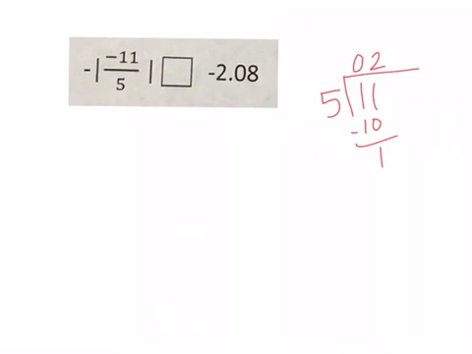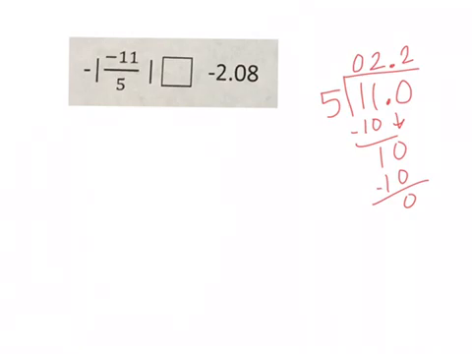Leaves me 1 left over. I'm not going to use a remainder. I want a decimal, so I'm going to go ahead and add my decimal and my 0 and bring that down. So now 5 goes into 10 2 times again, which is 10. Okay, so I really get 2.2 being equal to 11/5.